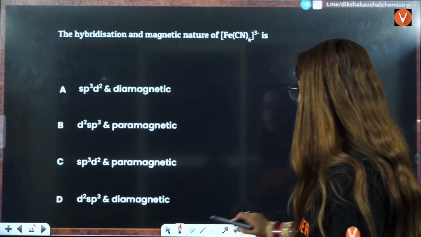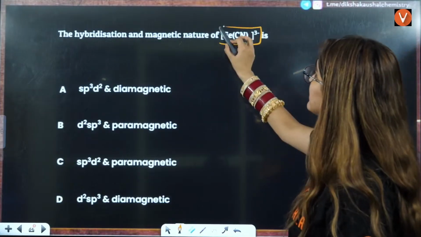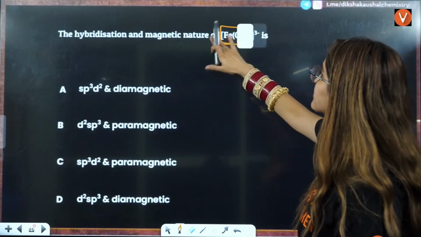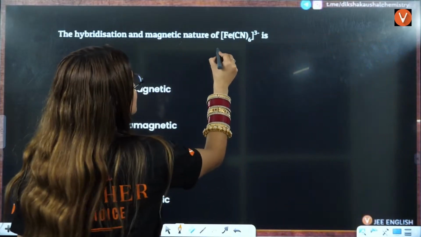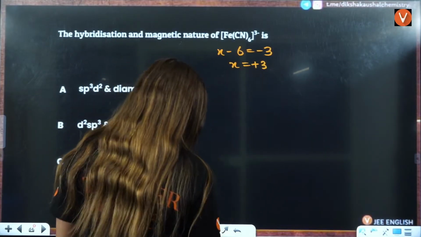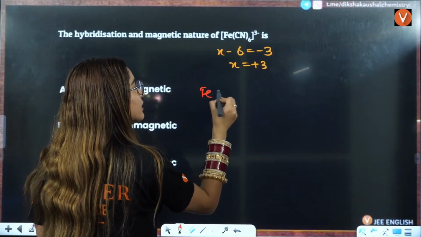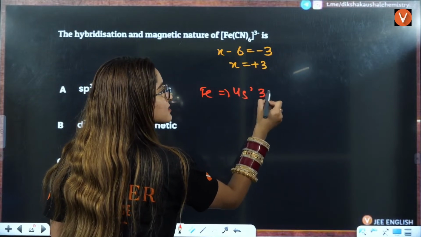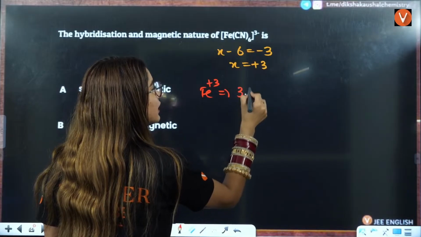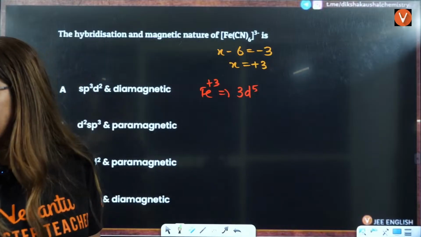Next question is the hybridization and magnetic nature of [Fe(CN)6]3-. If you talk about the hybridization here, x minus 6 is equal to minus 3, x is equal to plus 3. Directly, x is equal to plus 3 simply means iron, that is 4s2, 3d6, exists in plus 3 oxidation state, that means it is 3d5.